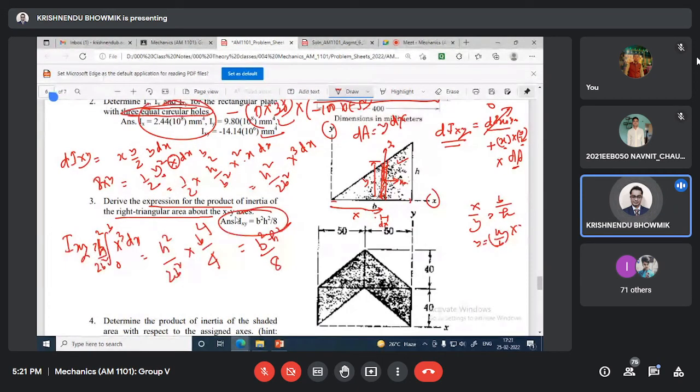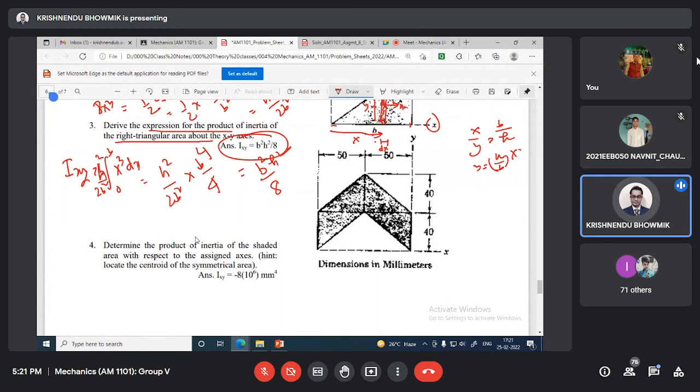So what we did, we considered one elemental coordinate system, with respect to that the product of inertia was 0, then we simply used the xy multiplied by dA expression to get this, and finally we got the solution. Is it okay now for this problem? Yes, sir. Next problem is problem 4.